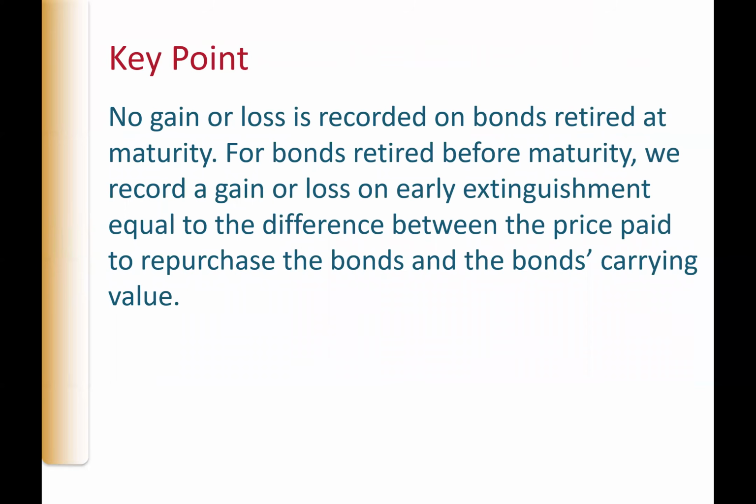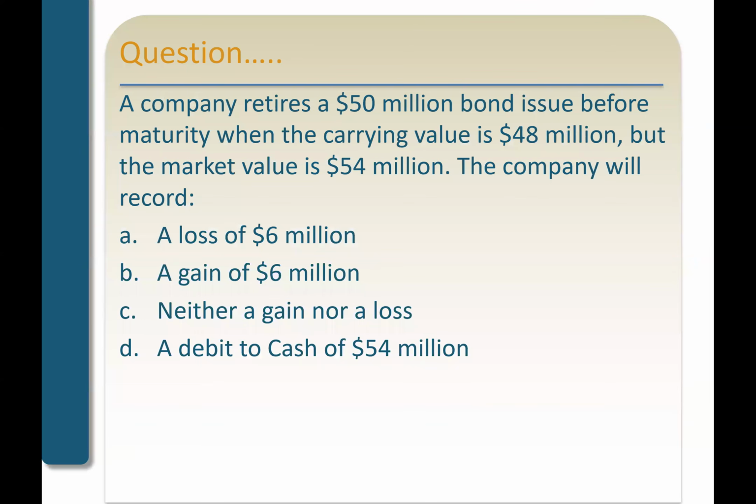No gain or loss gets recorded on bonds retired at maturity. But for bonds retired before maturity, we record a gain or loss on the early extinguishment equal to the difference between the price paid to repurchase the bonds and the bonds' carrying value.